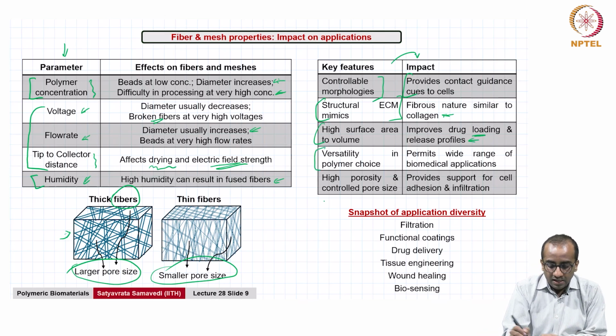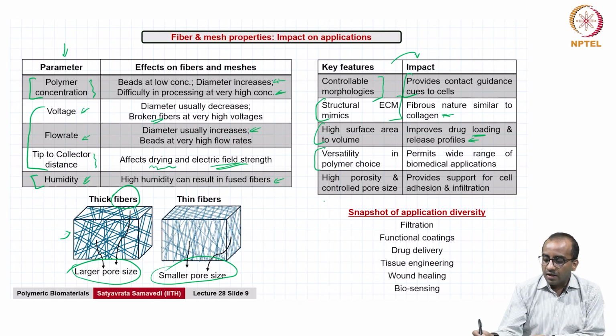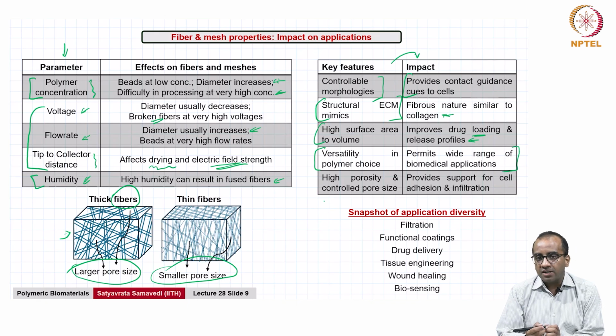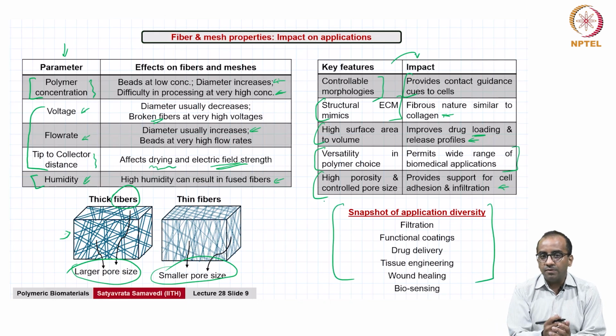You can also have very high versatility in polymer choice. A lot of different kinds of polymers can be electrospun. This permits a wide range of biomedical applications. And of course, the high porosity and controllable pore sizes provide supports for biological systems. And shown here is just a snapshot of the application diversity.